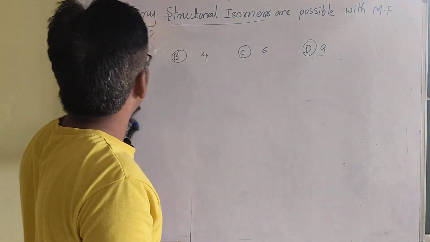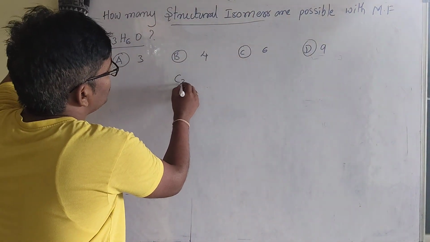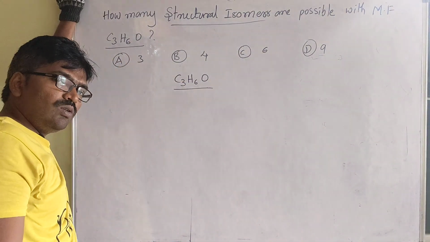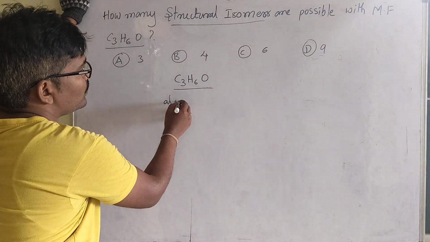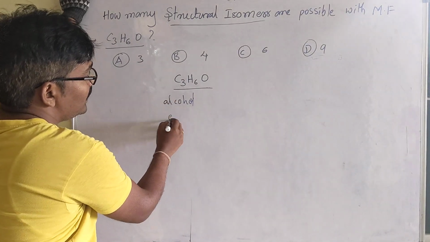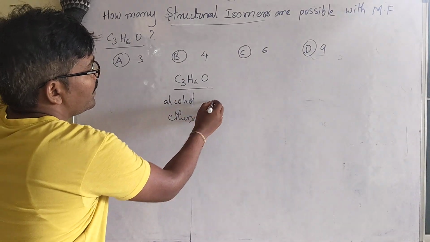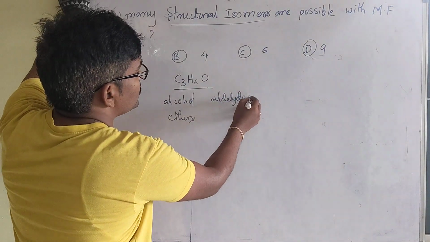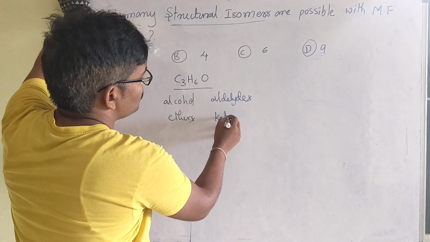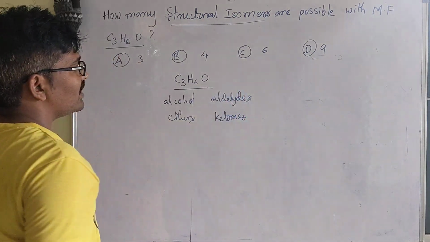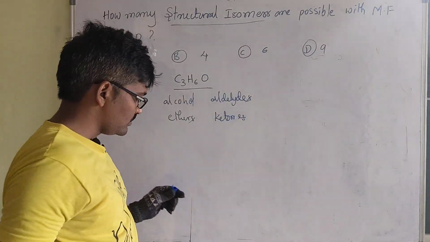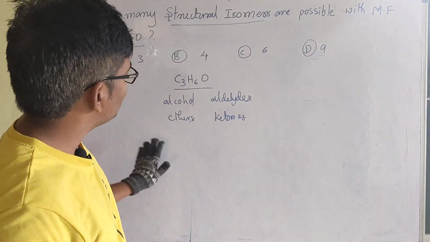Sir, one thing you have to remember, my dear students: when C3H6O is like this, with oxygen present, alcohols are possible, then ethers are possible, then aldehydes are possible, and even ketones are also possible, my dear students. Ketones also possible, right or not? Yes. Ketones also possible. So we'll see all these structures.